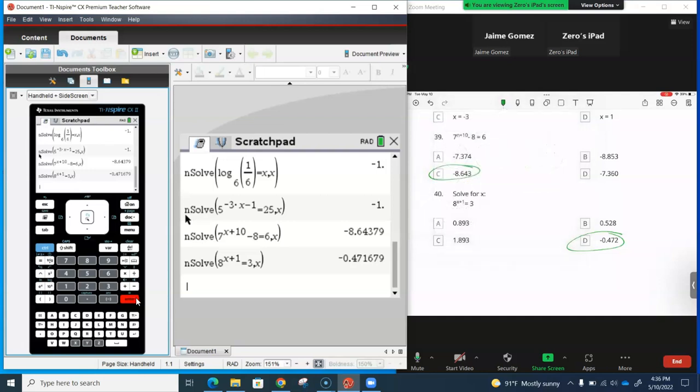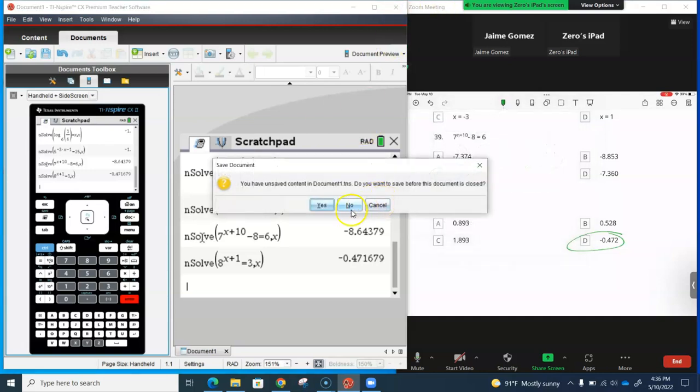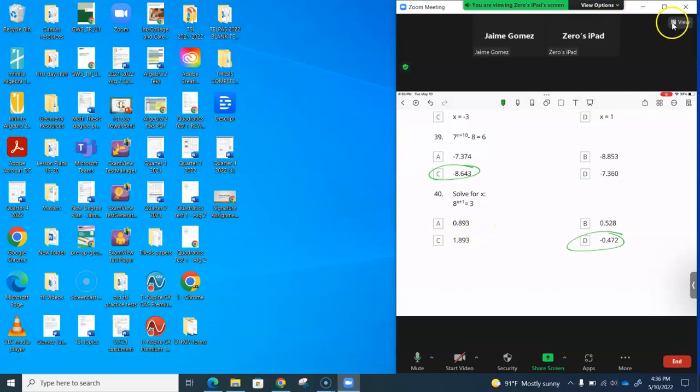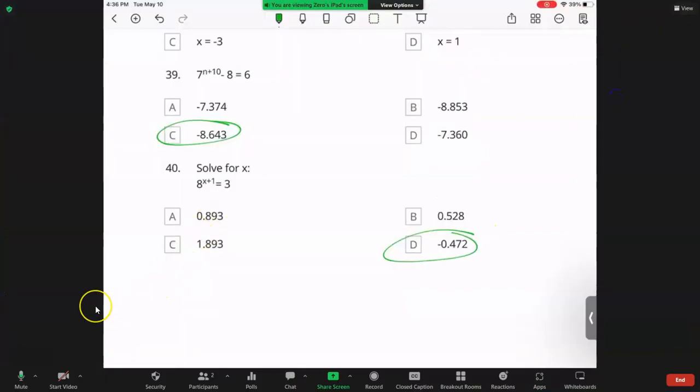And that's the last 20 questions of the review. Make sure you write everything down. You know how to do everything in the calculator and whatnot, so you can do well on your final.